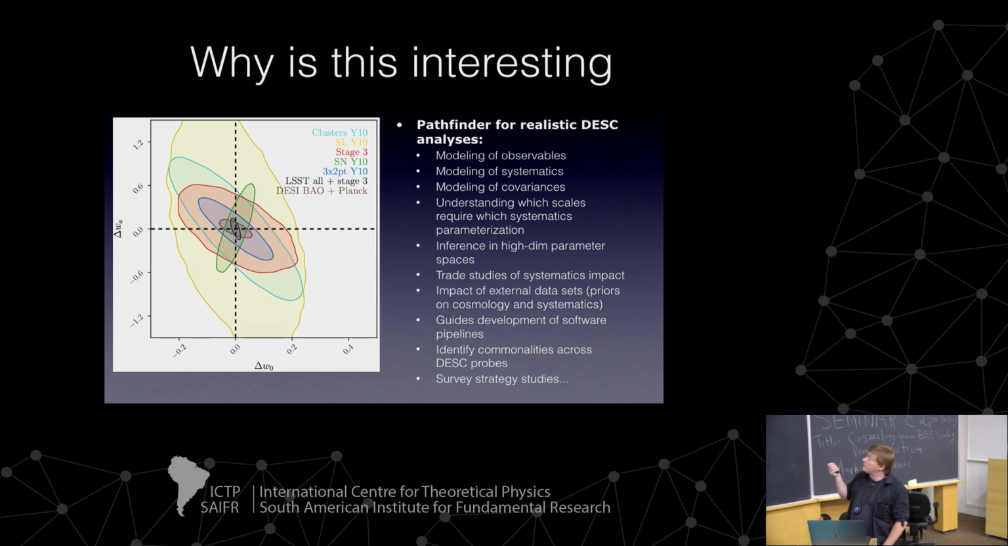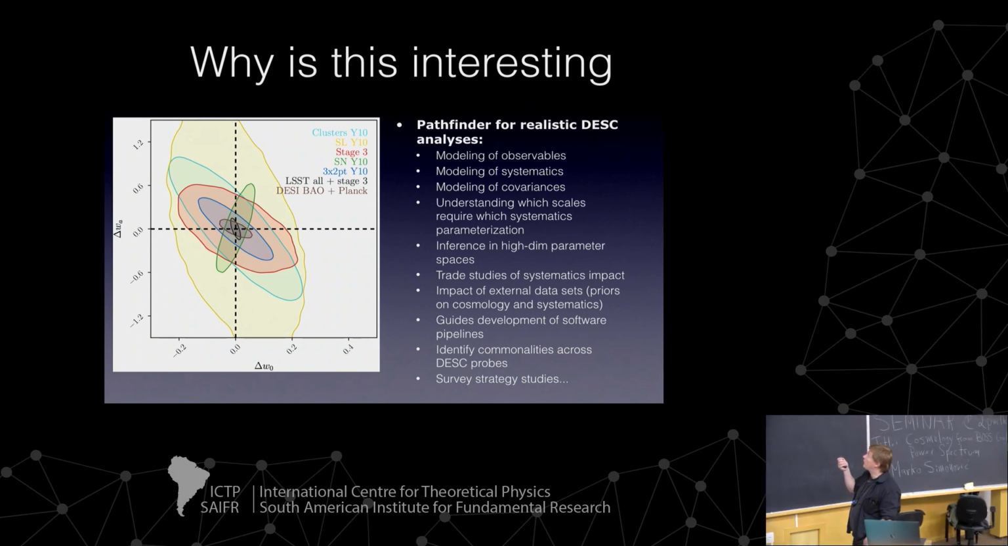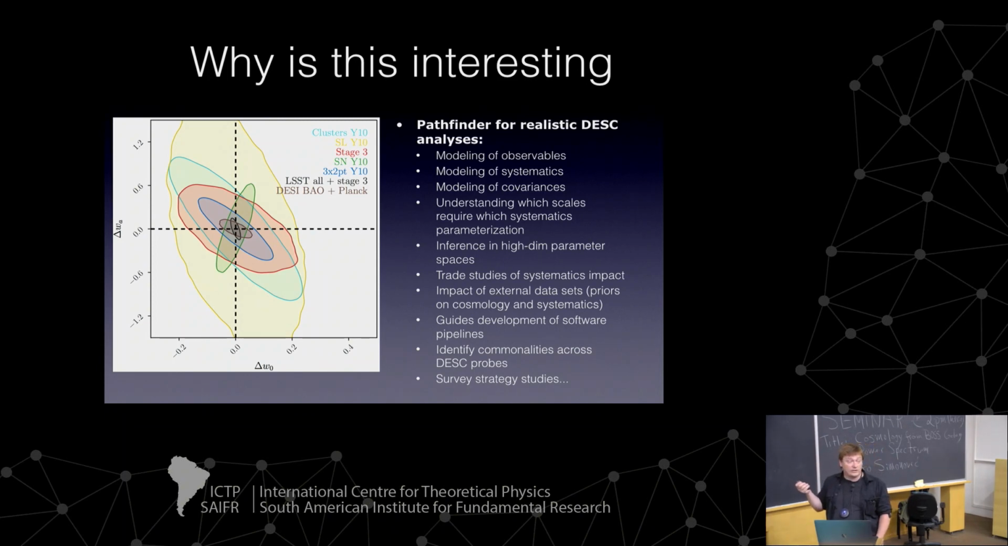Modeling of covariance matrices. I've shown that the Fisher matrix definition for weak lensing requires a data covariance matrix. And that's also true for all the other probes. So you have to deal with covariance matrices. You have to build them. Otherwise, you can't run such a likelihood analysis or such a Fisher matrix analysis.